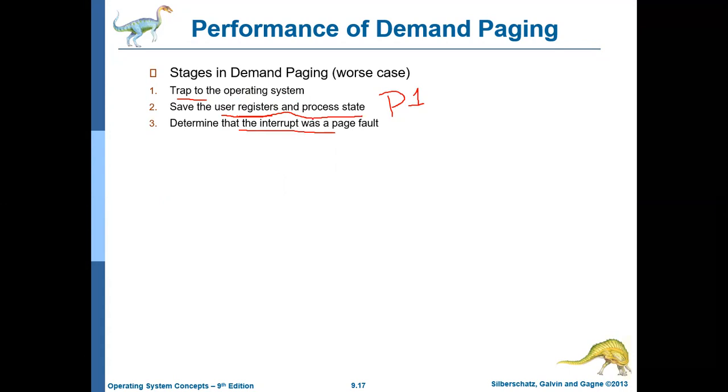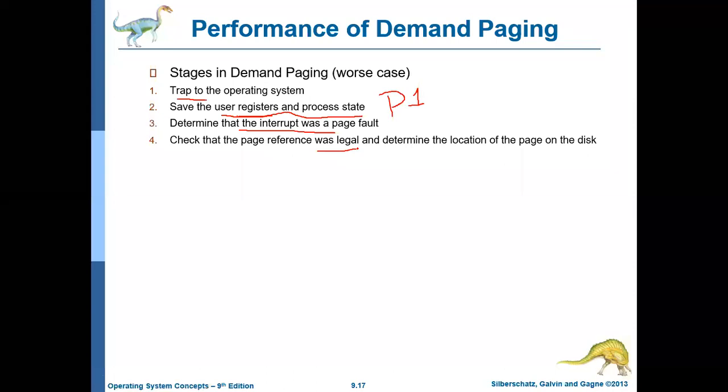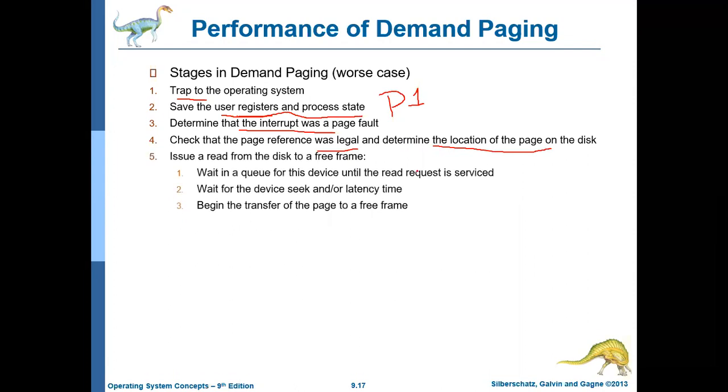Then determine whether the interrupt was because of a page fault. Yes, this trap is created, but it is just a hardware interrupt. So the operating system should check whether it is because of the page fault or not. If it is due to the page fault, then check whether it is a legal access or not. If it is a legal access, then determine the location of the page on the disk. Then identify a free frame, and then we have to move the page from the disk to the main memory. So that itself requires these three sub steps.